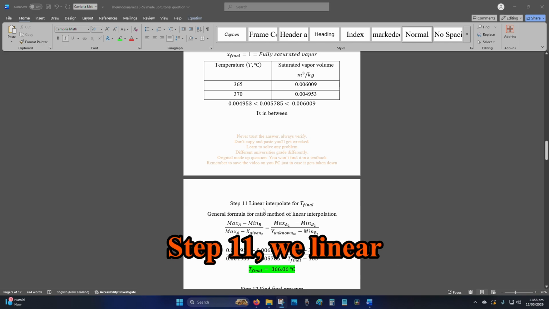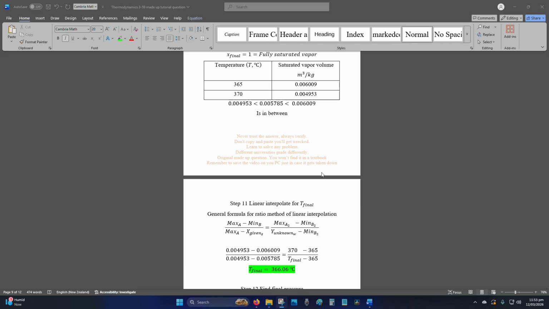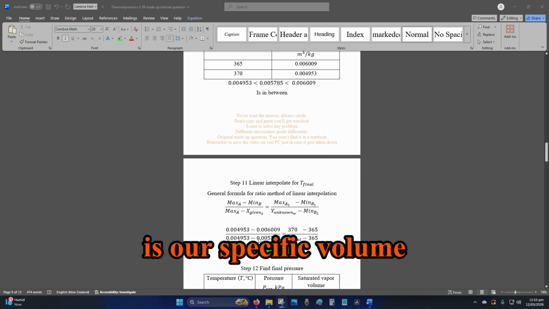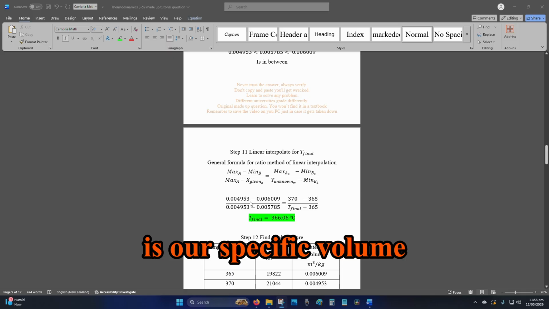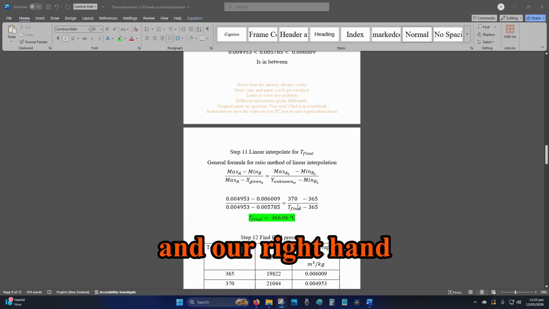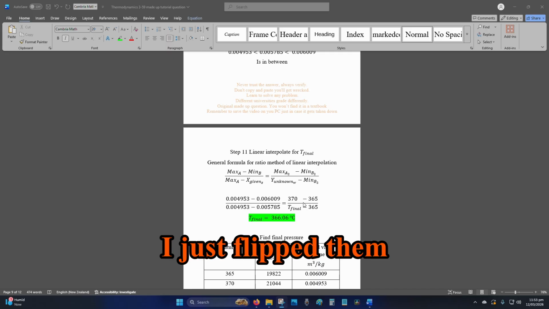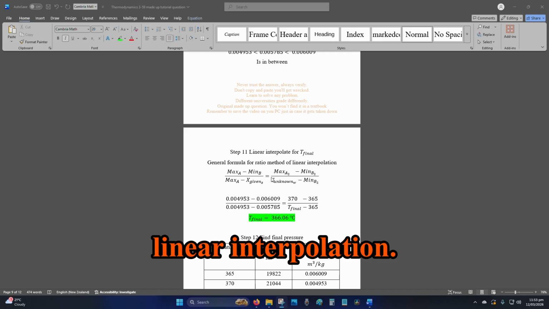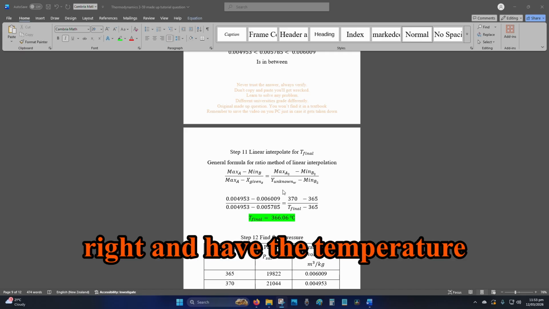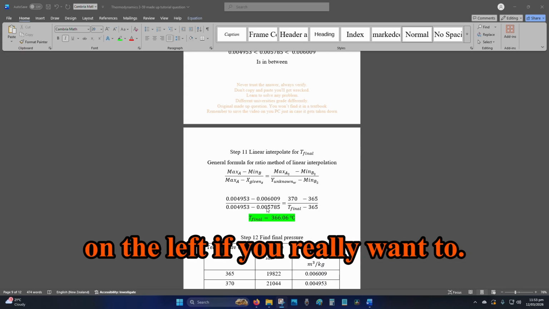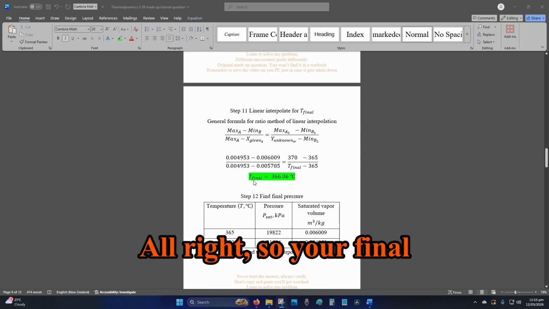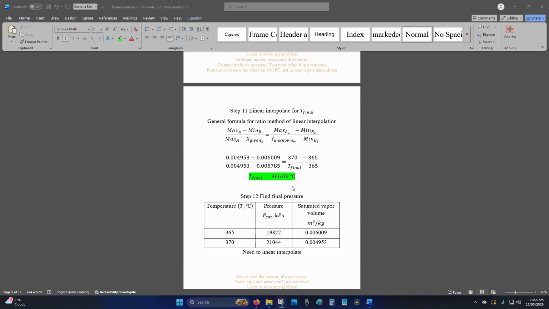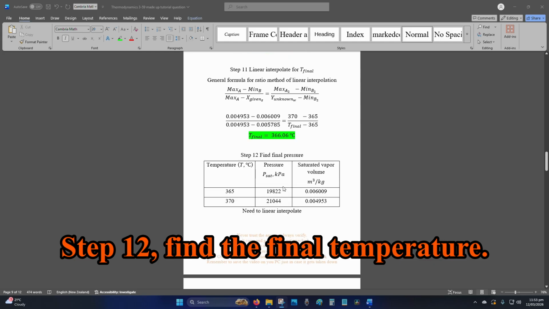Step 11, we linearly interpolate for the final temperature. So our left hand side is our specific volume and our right hand side is our temperature. I just flipped them because I'm matching the general formula for the ratio method, linear interpolation. You can do it the other way and have the temperature on the left if you really want to. Alright, so your final temperature is 366.06 degrees.